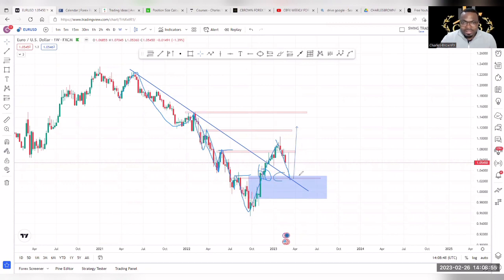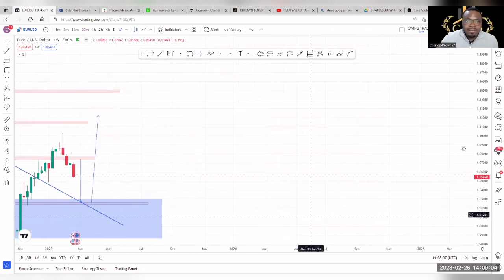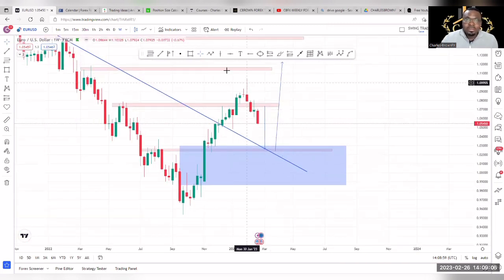So this is exactly what I'm anticipating is going to happen on EU. So we have a confluence here that the market needs to drop all the way down to the zone before a pullback up. So what do you think is going to happen here?